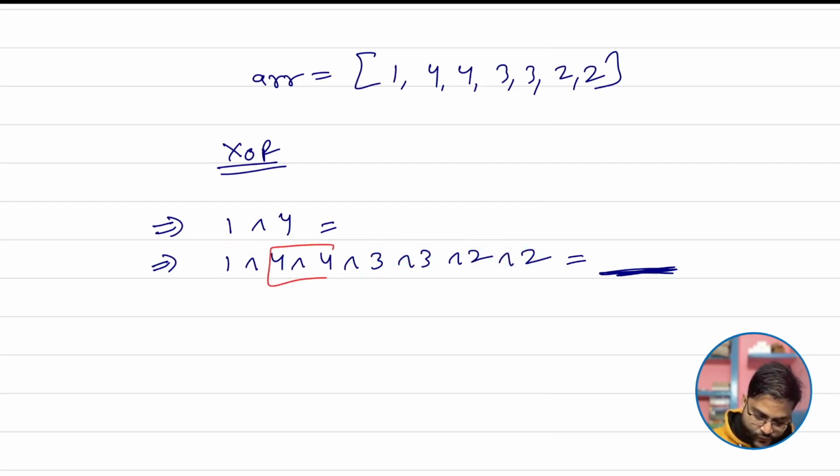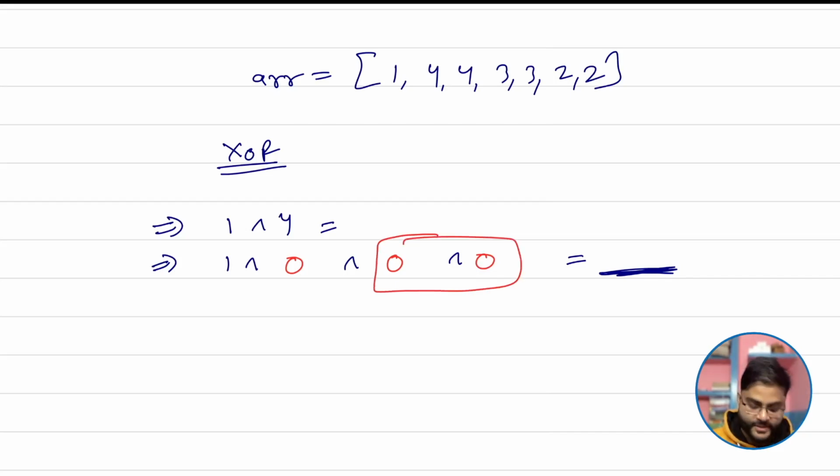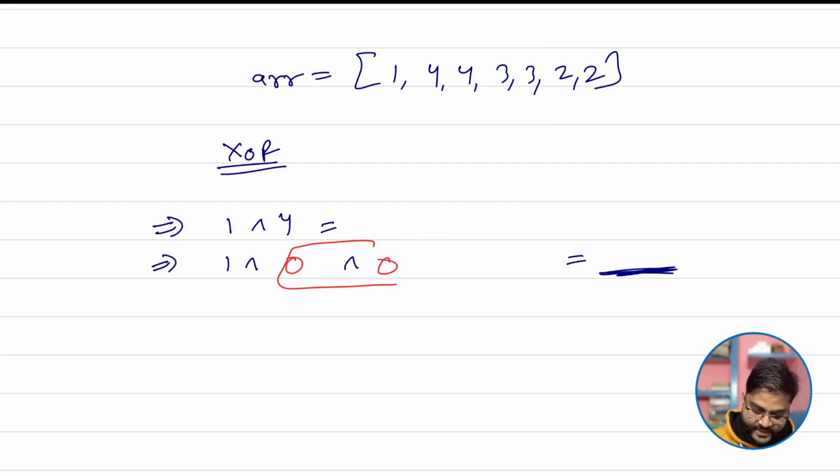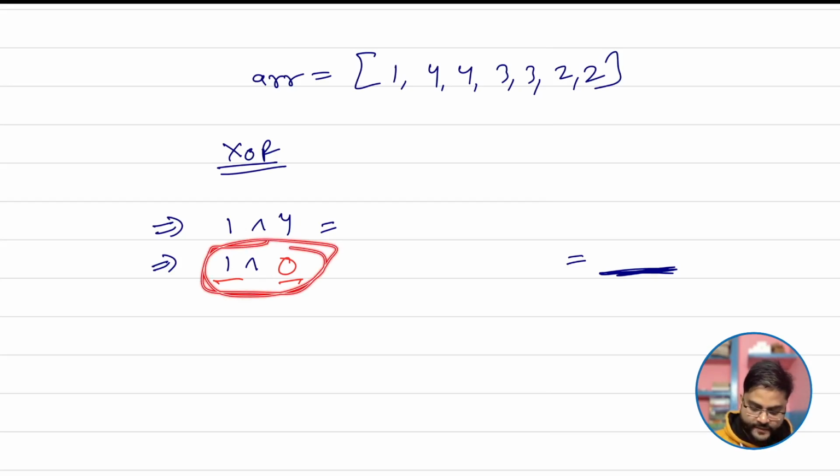So 4 XOR 4 will give me 0. 3 XOR 3 will give me 0. 2 XOR 2 will give me 0. Now these are the same pair, so this will also be 0. Now see, this is the same pair, 0, so this will also cancel out each other. Now 1 XOR 0 will be 1 only.